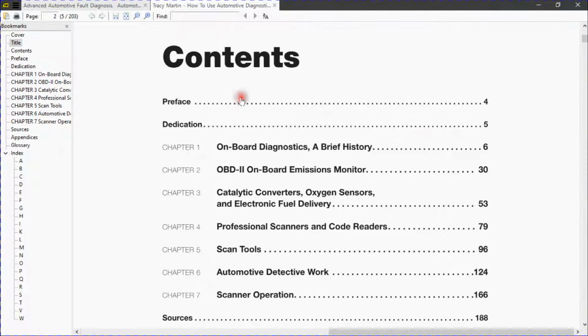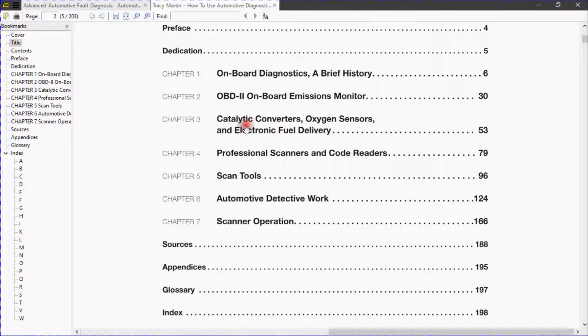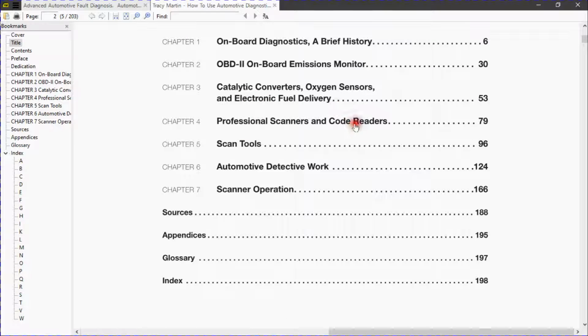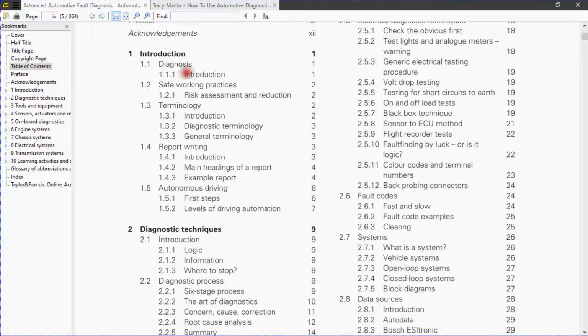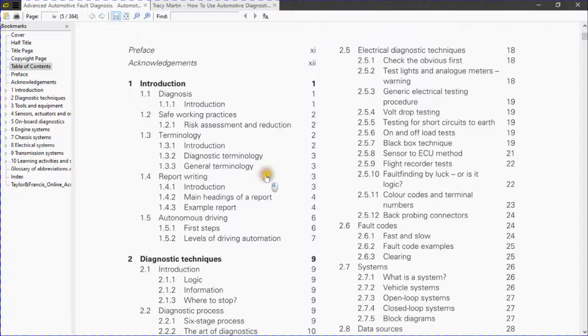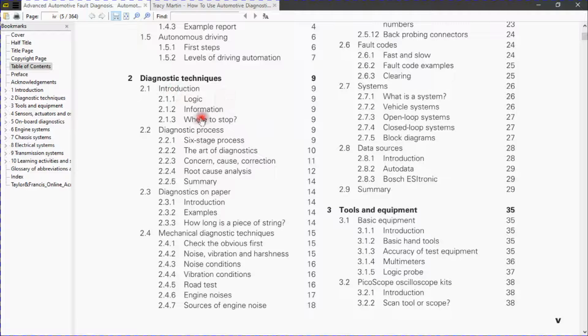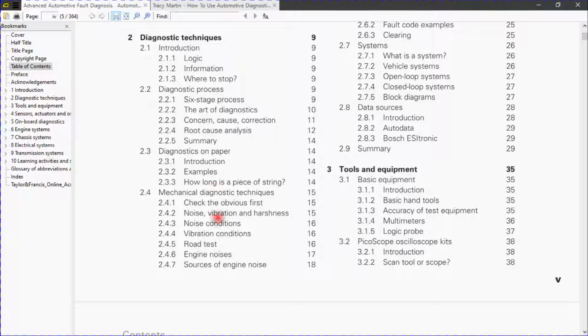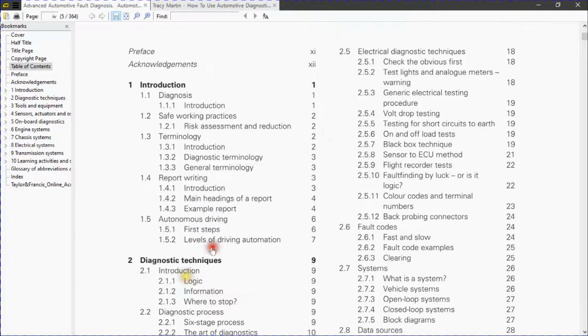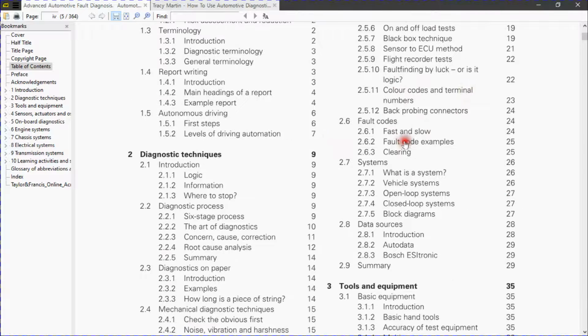So what is in this contents is onboard diagnostics, a brief history, then OBD2, onboard emission monitoring, catalytic converter, oxygen sensors and electronic fuel delivery, professional scanning and code readers, scan tools and automotive detective work, and scan operations. So this book is going to be very helpful, and in that book we have different terminology and autonomous driving. What is important is diagnostic techniques, right? Different ways we use: the six-stage process, diagnostics on paper, mechanical diagnostics, then software and digital diagnostics, electrical diagnostics, and fault codes, and then systems we need to understand, and data sources.